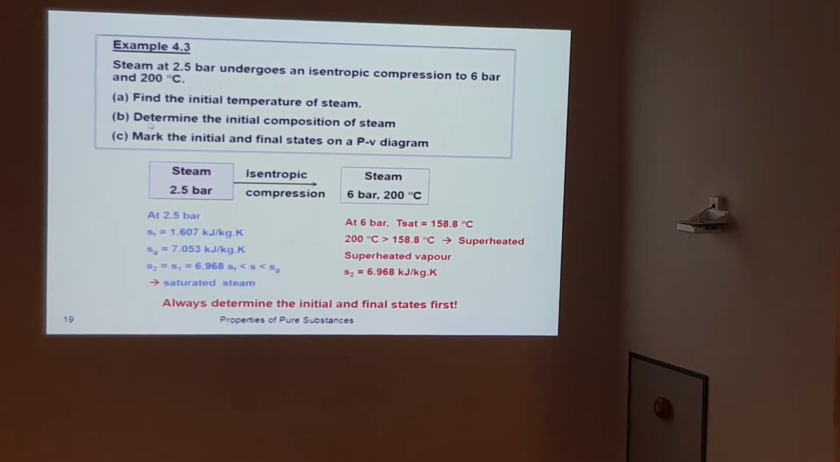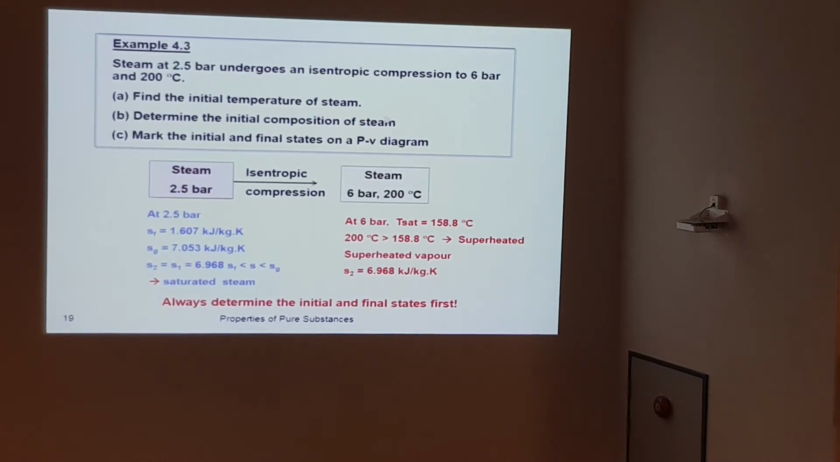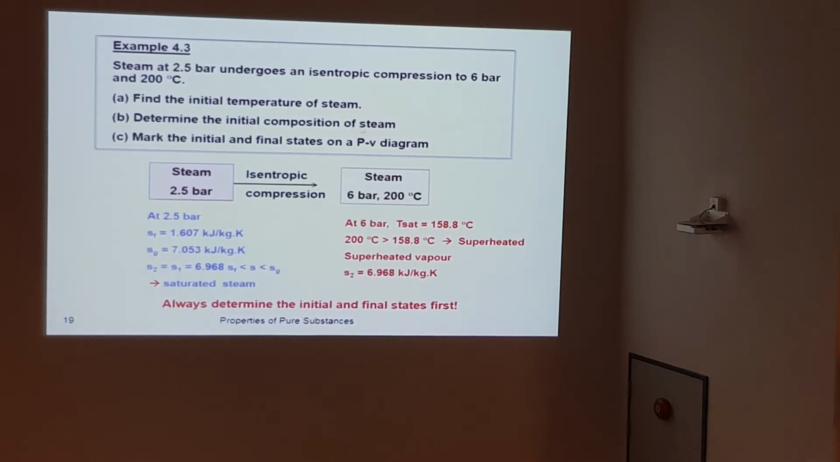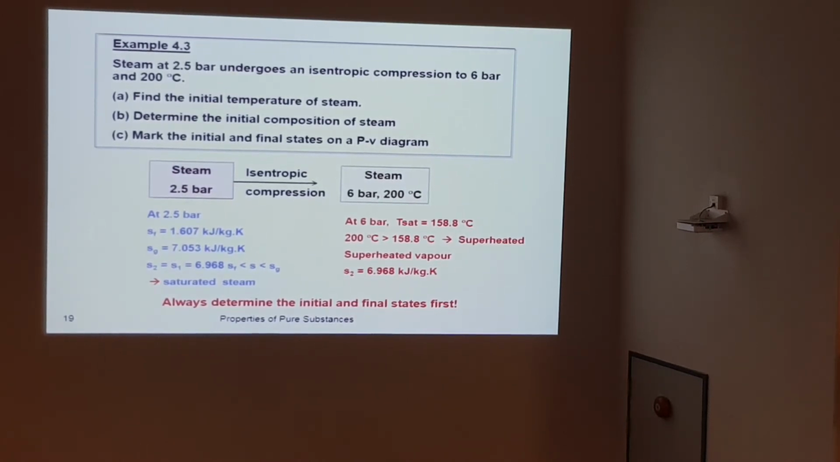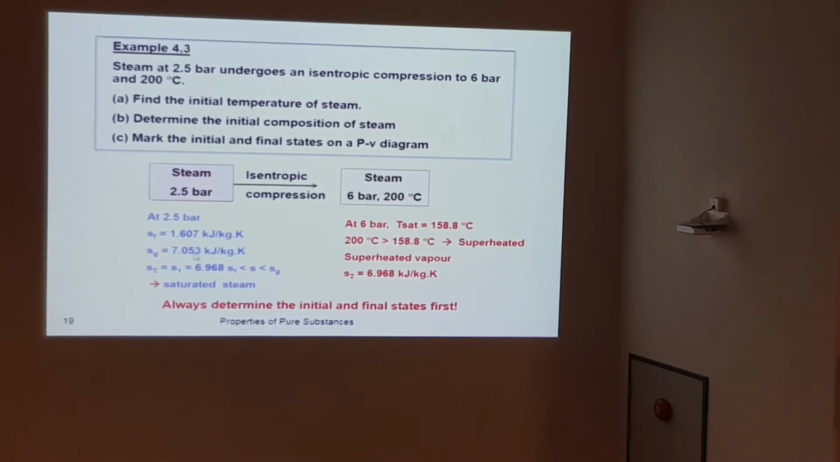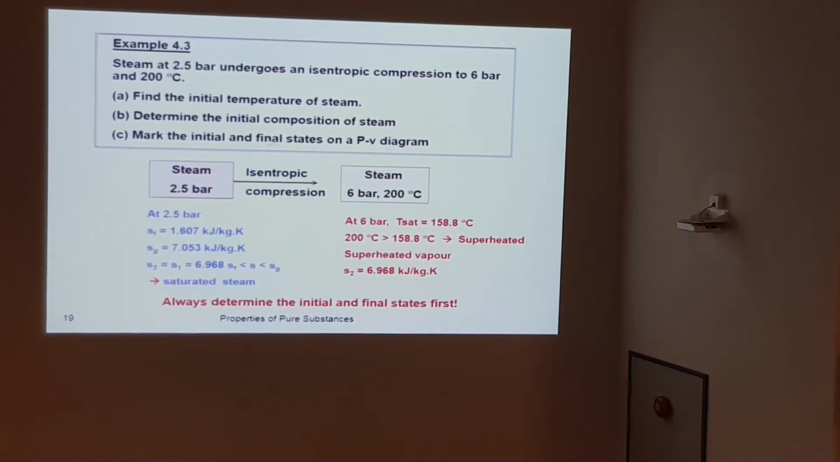The second, determine the initial composition of steam. What does this mean? The initial composition means you need to know the steam quality. Are you able to find it? You see, you have this S already. You have this for liquid and for vapor. Okay? Then the last one will be to mark the initial and final state on the diagram.